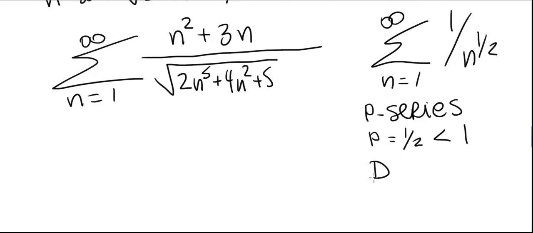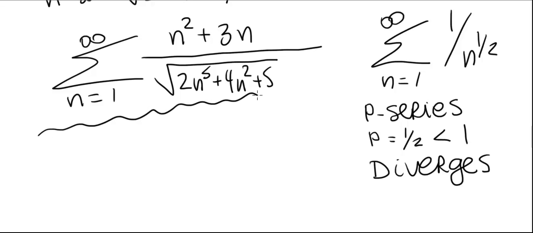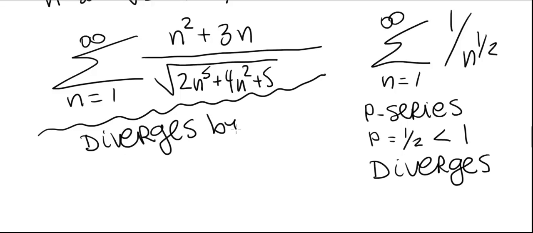So this series diverges, and by the limit comparison test, our series a sub n, which is the summation from 1 to infinity of n squared plus 3n over the square root of 2n to the 5th plus 4n squared plus 5, must do the same thing. So we conclude now that this series also diverges, and the reason is the limit comparison test.